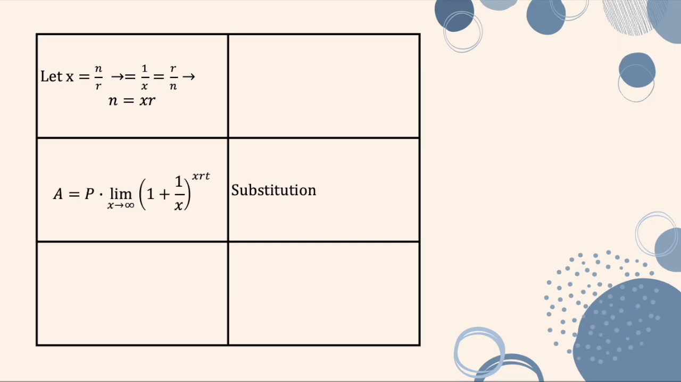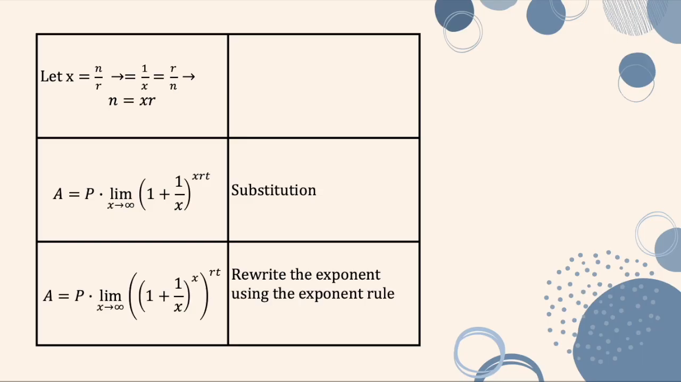This substitution will transform our base. I'm going to say that 1 plus r over n turns into 1 plus 1 over x, which resembles our definition of E, where the limit as x approaches infinity of 1 plus 1 over x to the power of x is E. And we're starting to get closer and closer to what that looks like.